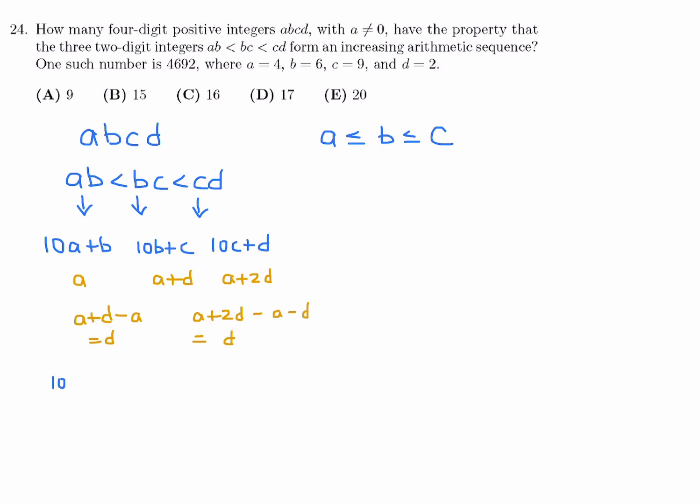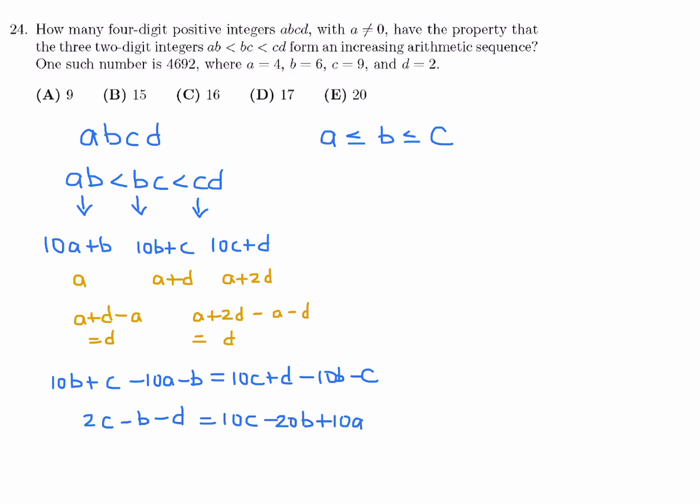So that means the second term minus the first term, 10b plus c minus 10a plus b, is equal to the third term minus the second term. Okay. So let's see here what we get. 2c minus b minus d is equal to 10c minus 20b plus 10a. And if I factor the other side, this side I don't think there's much I can do, but this side I can factor out a 10. And when I do, I get c minus 2b plus a.